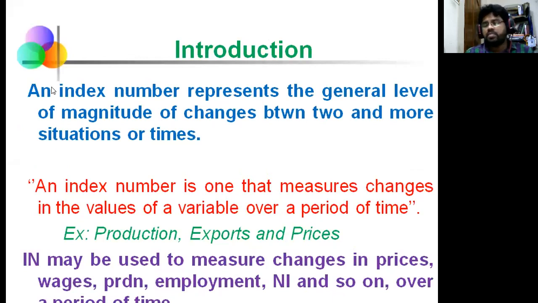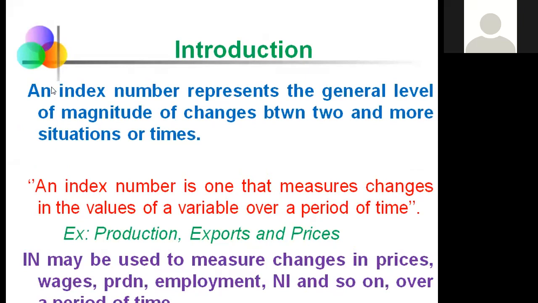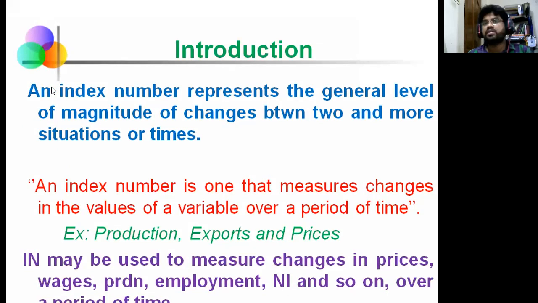As you know, index number can represent the general level of magnitude of changes between two or more situations or times. Generally, it can measure the changes in prices from one period to another period or one place to another place. How much the changes, how much relative changes. So generally, we can say production, exports, prices. We can construct an index number for production, for exports, and for prices. So generally, all these aspects in our economics, we will use index numbers.